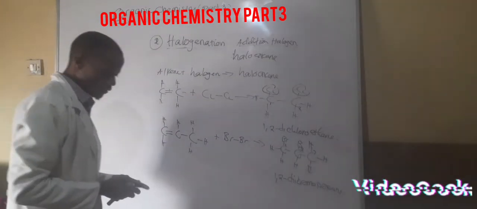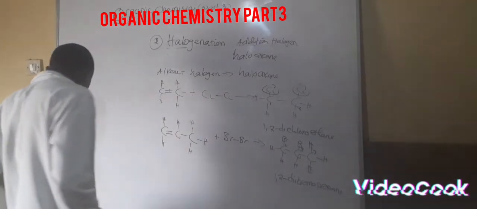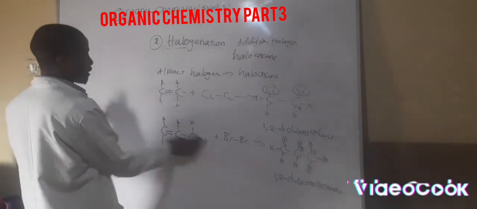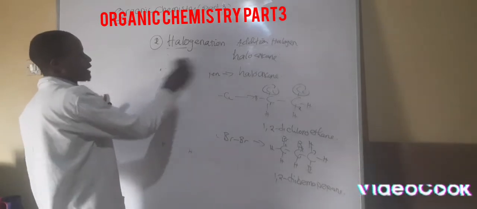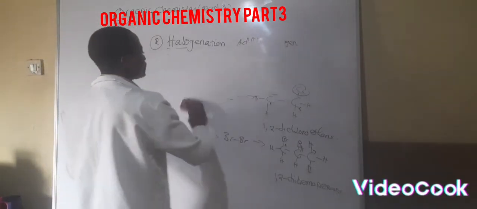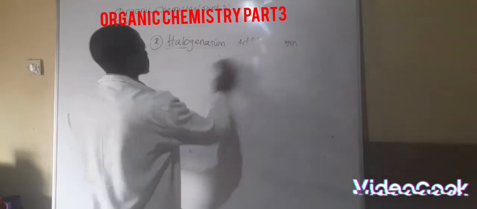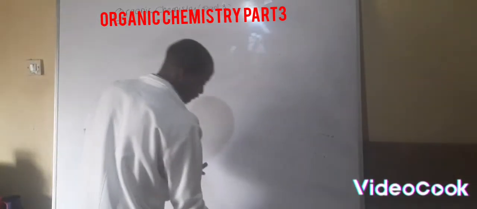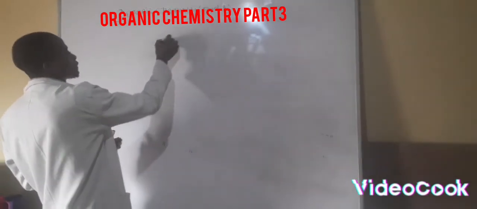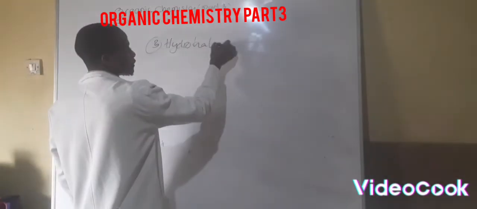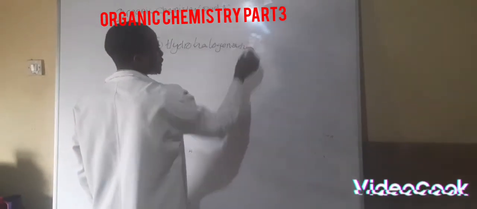Now, apart from halogenation, we also have what is called hydrohalogenation, which is the addition of hydrogen halides. The acids made up of halogens are called hydrogen halides. So we also have hydrohalogenation. That is number 3. Hydrohalogenation is the addition of acid halide.